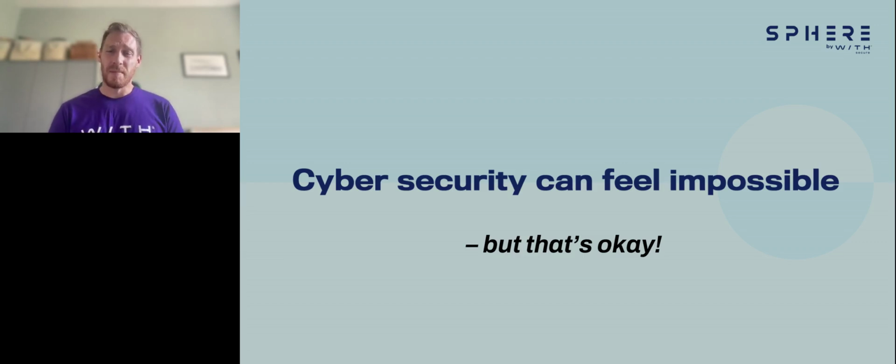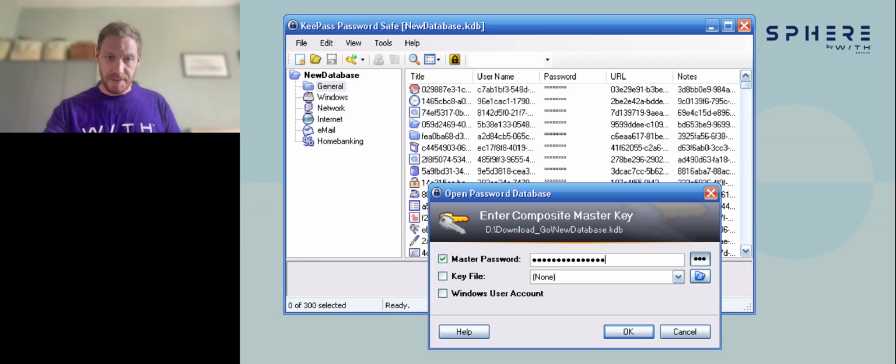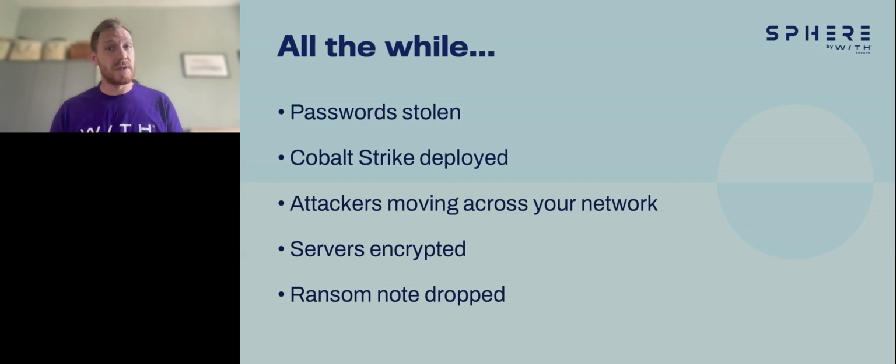With the password example, the best tool that we have is a password manager, right? So you are attempting to do the right thing, to install your password manager, so you can be responsible with your identities. So you load up your web browser, you type in KeePass, you download it, and you import your password file, or you start to save your passwords. That is you doing the right thing. All the while, though, your passwords are stolen, Cobalt Strike is being deployed, attackers have moved across the network, servers are encrypted, and a ransom note has been deployed.